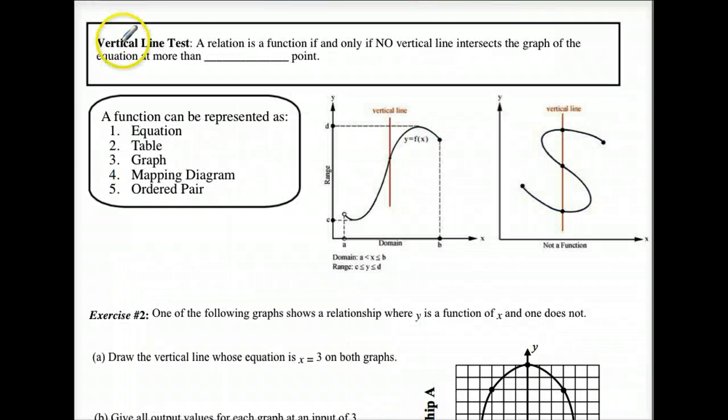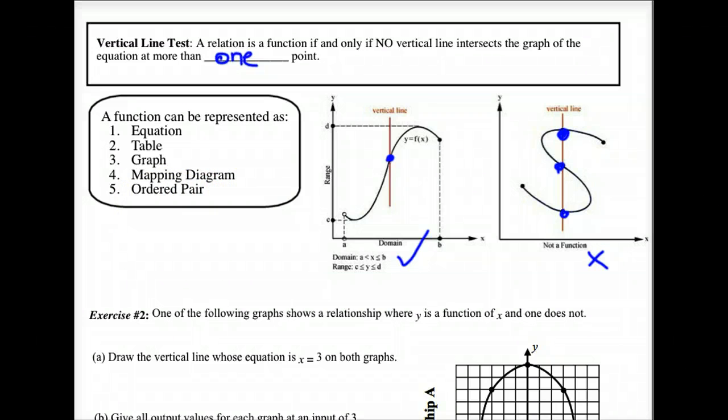Now let's talk about the vertical line test. A relation is a function if and only if no vertical line intersects the graph of the equation at more than 1 point. So here I have some graph. I did the vertical line test. It intersected at 1 point. Check. That's a function. Here it intersects at 1, 2, 3. So this makes it not a function. Just to recap, a function can be in terms of 5 things. It can be an equation, a table, a graph, a mapping diagram, or an ordered pair.